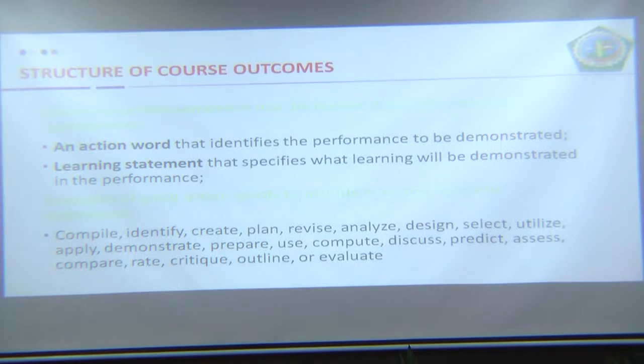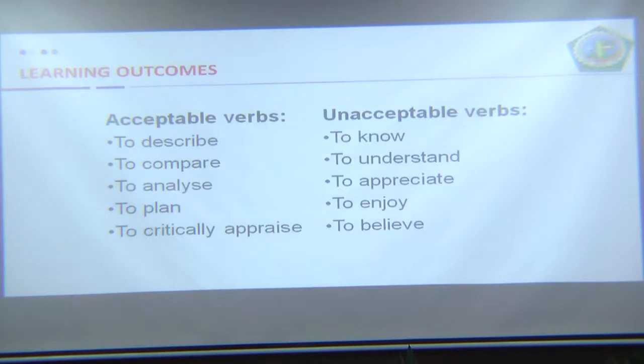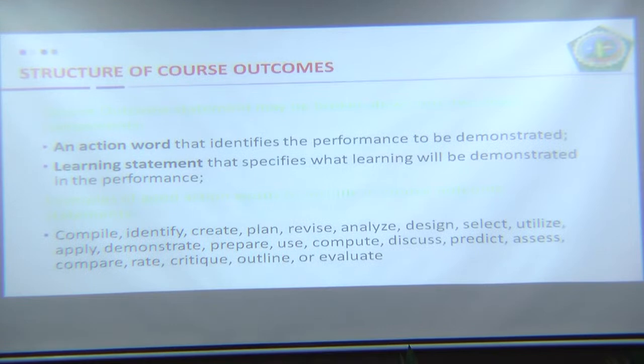In the course outcome, we have two things: one is your action word and second is your learning statement. In the PO, we had the graduate attribute and the PO statement. Similarly, in course outcomes, we have two things: the action word and the learning outcome statement. So your course outcome will start with an action word. Okay? There are certain rules that we must keep in mind while defining course outcomes.